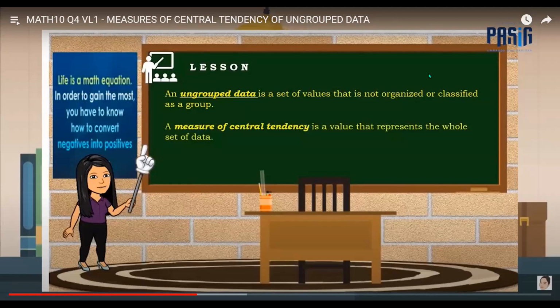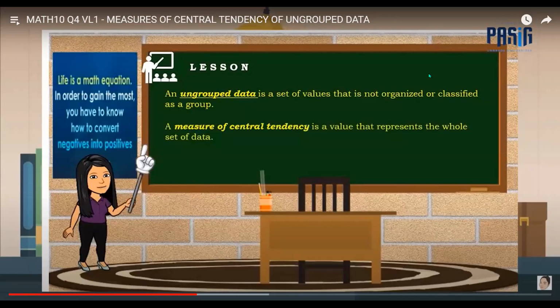Ganun ginagawa nyo doon, ina-add nyo lahat, di ba? Ina-add nyo yung grade nyo from Filipino up to MAPE, then i-divide nyo kung ilan sila, kung ilan yung subjects, and then you have your average. Okay? So that is a good example of getting the measure of the central tendency given the data, which is your grade. Okay? So lagi niyong tatandaan that we are getting a single value na ma-represent niya yung value na meron tayo. Okay, so we call that the measure of central tendency.